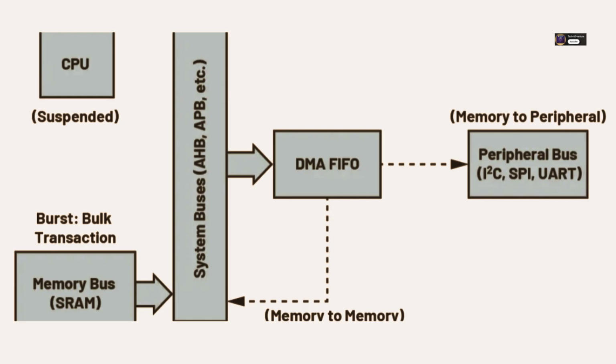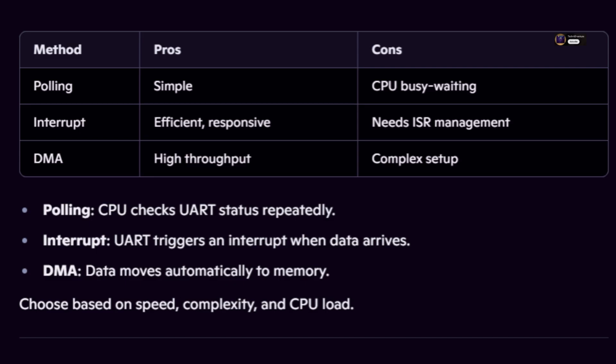The result is much higher potential throughput, lower CPU load, and it's especially ideal for handling continuous streams of data or operating at high baud rates where byte-by-byte interrupts would overwhelm the CPU. So it really takes the load off the CPU.